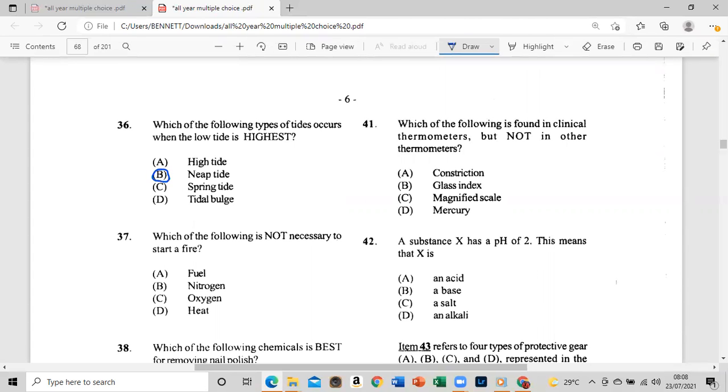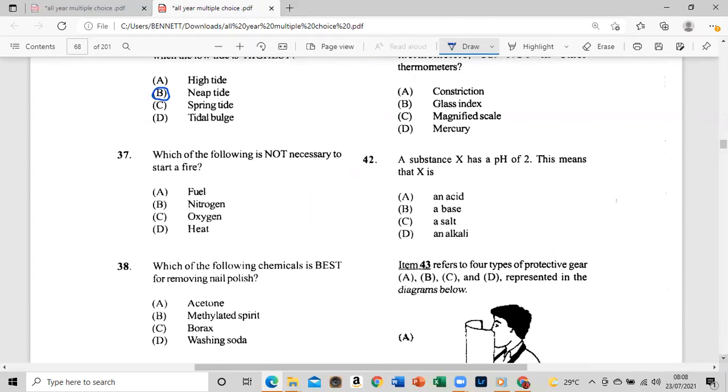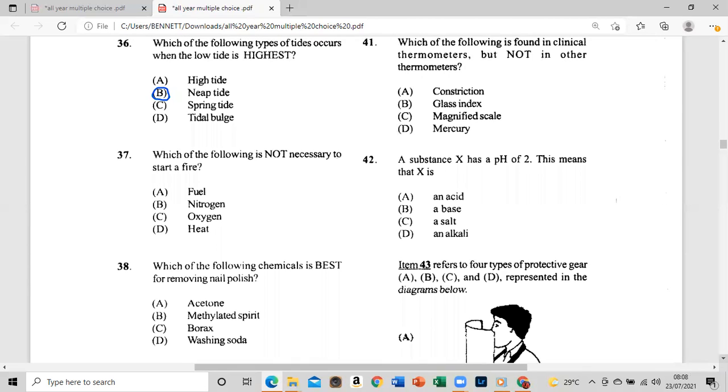Let's move on to 37. Which of the following is not necessary to start a fire? Is it fuel, nitrogen, oxygen, or heat? We did that one on an earlier paper, and that was nitrogen. So nitrogen is not necessary to start a fire.